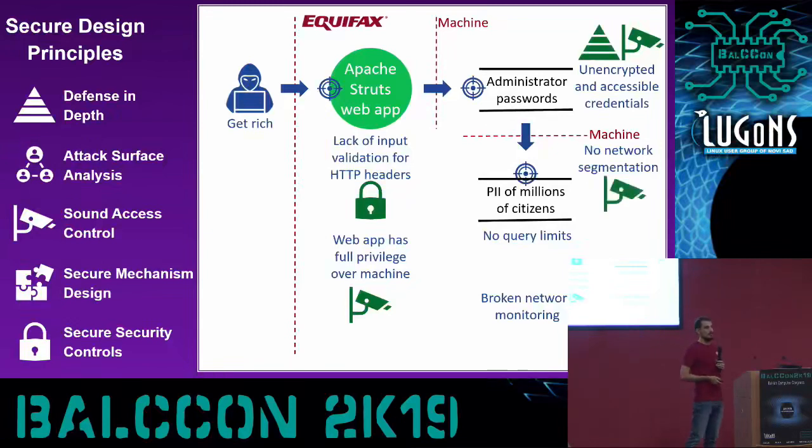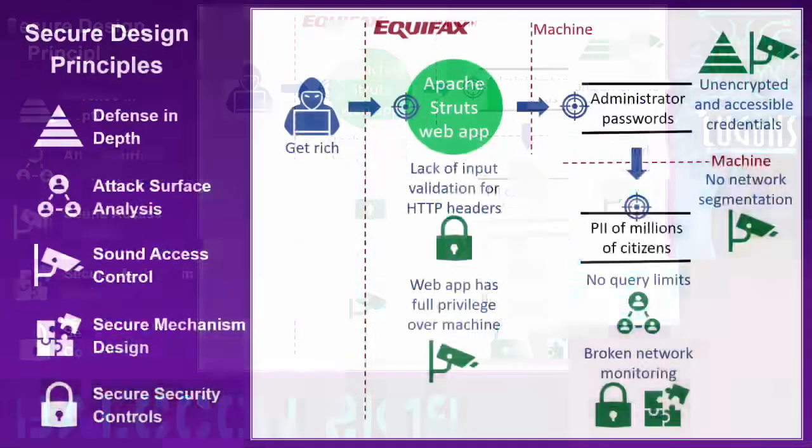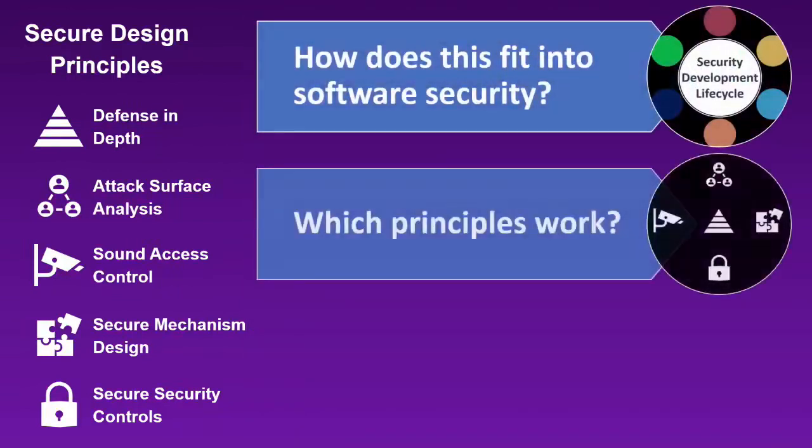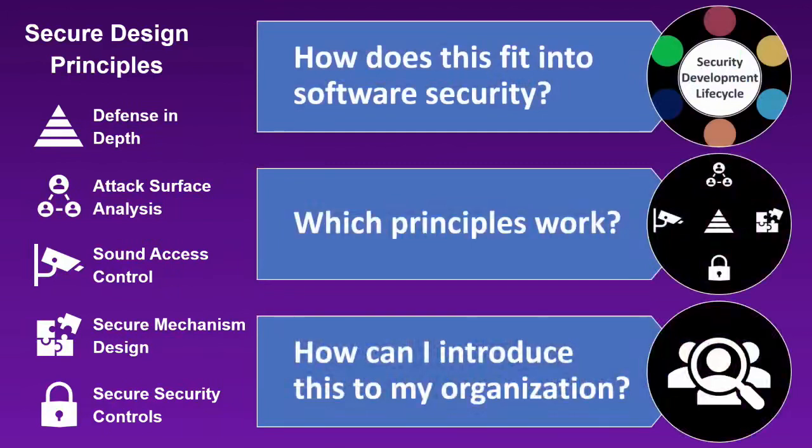Network segmentation, obviously some form of access control. Query limits, attack surface reduction, limiting the opportunity that the attacker had, and broken network monitoring. Well, insecure failure at best, but broken security control at the core. Okay, so these were the 5 sets of secure design principles that can apply to all software, really.